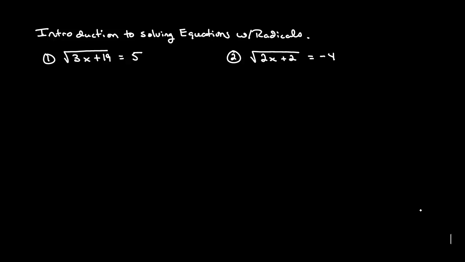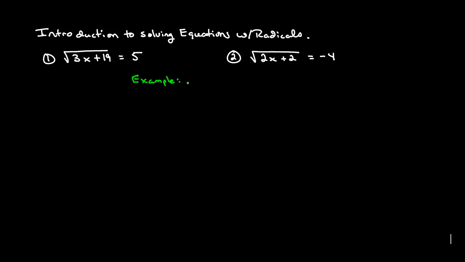Okay, in this video we're going to look at an introduction to solving equations with radicals in them. One of the rules in mathematics is that if we square both sides of a given equality, the solutions to the original will also be solutions to the resulting equation. Here's what I mean. Let me give you an example, and then we'll work on the problems above.